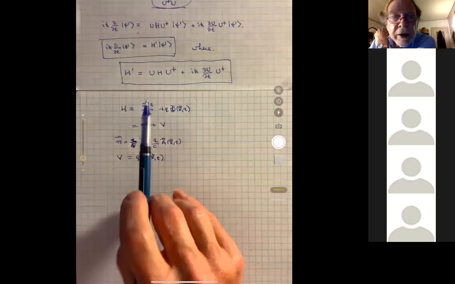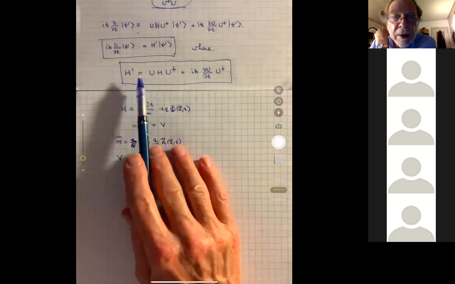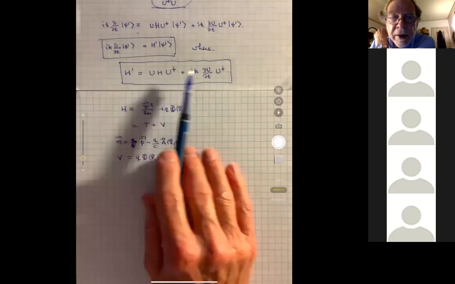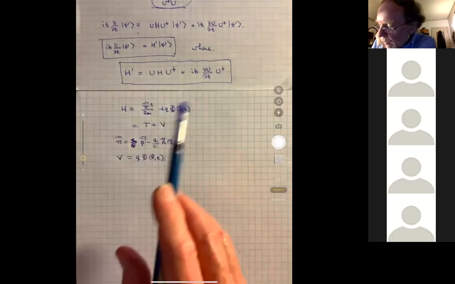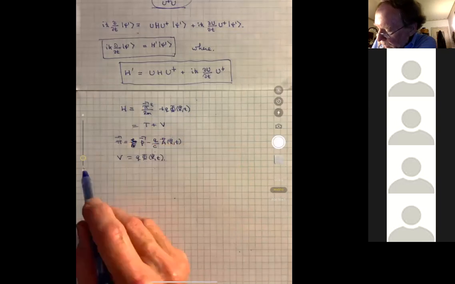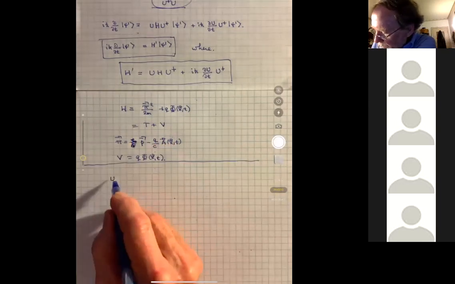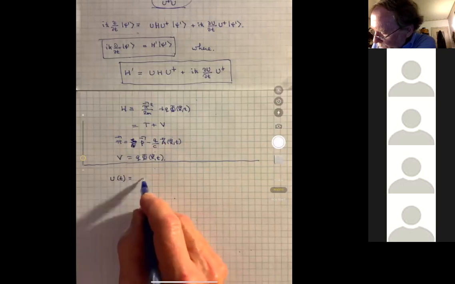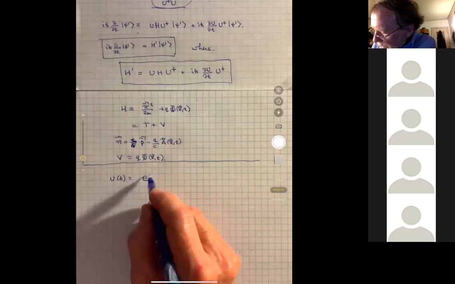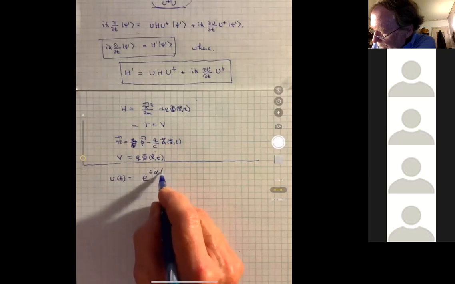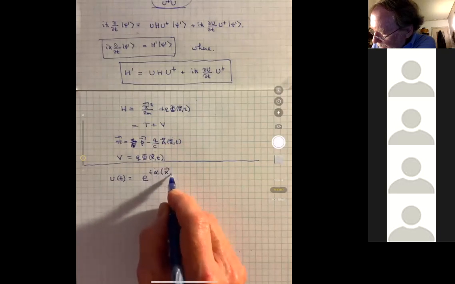As you can see, we're going to need two terms in computing H prime. We need to conjugate H, and we have the time derivative part. Well, first I need to say what U is. Here's the U that we're going to use. Let's set U, which will be a function of time, to be a phase factor, e to the i alpha, some phase function alpha, which is a function of x and t.